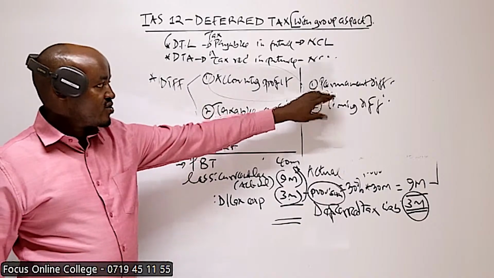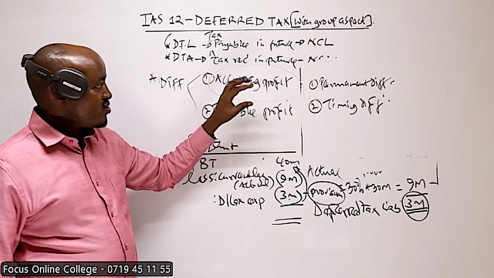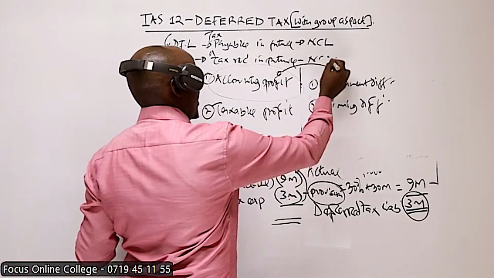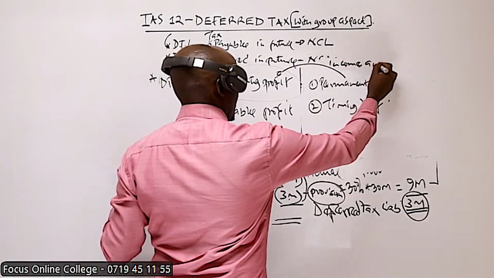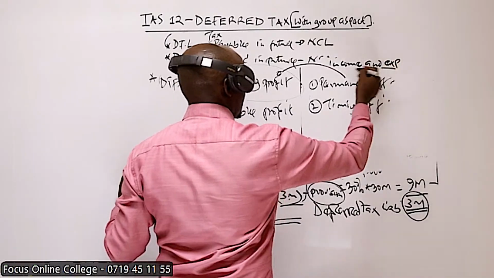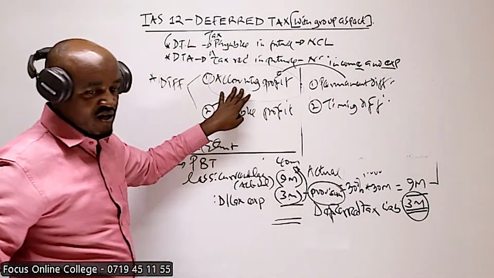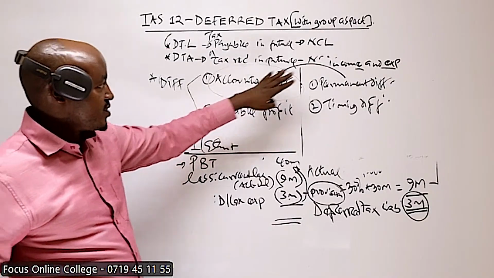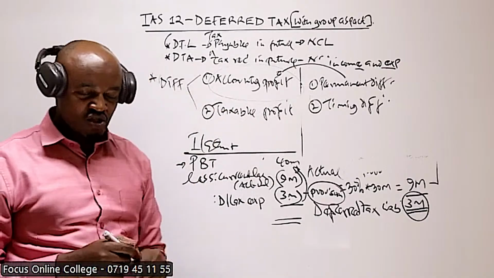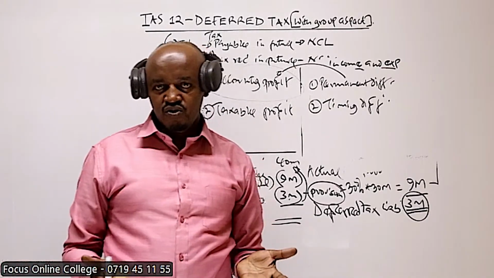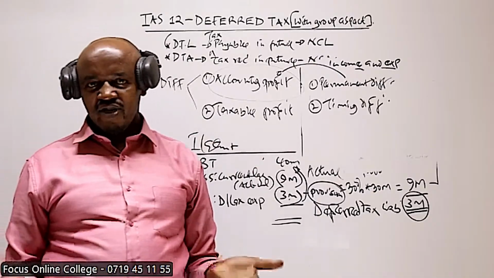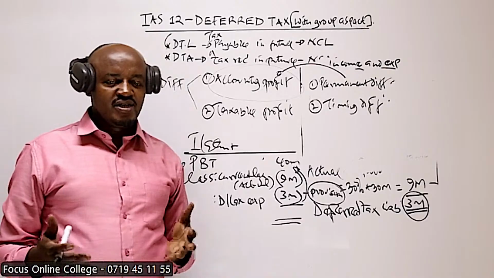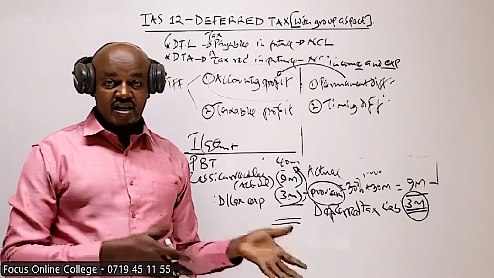So this one is caused by taking into account certain items of incomes and expenses only in the computation of the accounting profit, but those items are not taken into account in the computation of taxable profit. And automatically you know which these items are: non-taxable incomes and disallowable expenses or non-deductible expenses.